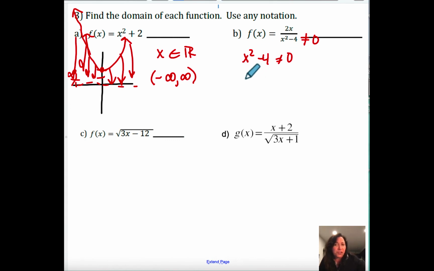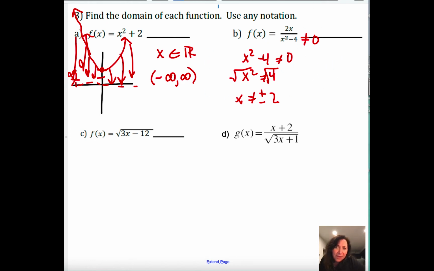And so therefore, if it can't be 0, I solve for x, and I move the 4 to the other side, I get x squared equals 4. I square root both sides, I get x equals plus or minus 2. All right? That means it cannot equal those values. So there's no value there, meaning there's an actual asymptote there. It's like a value that you can't touch. You can get very, very close to it, but you can't touch it.